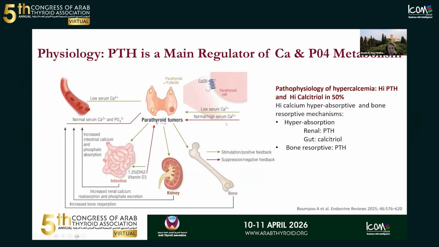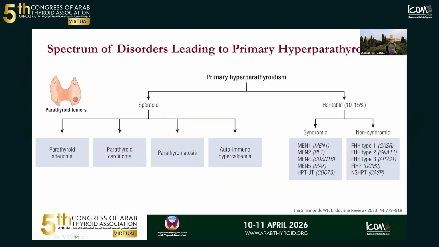What happens with hyperparathyroidism? Usually one of the 4 glands becomes autonomous. So it secretes a lot of PTH, and with that comes high calcitriol in 50%. So the pathophysiology is hyperabsorption at the level of the kidney and the intestine, and bone resorption at the level of bone. So it's a double mechanism.